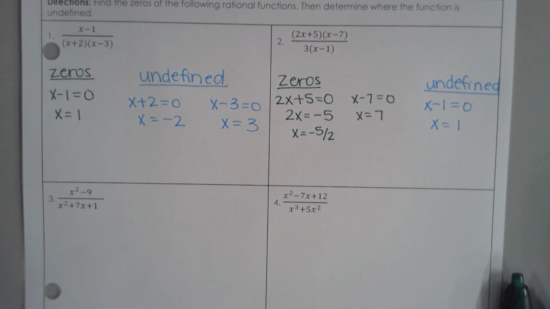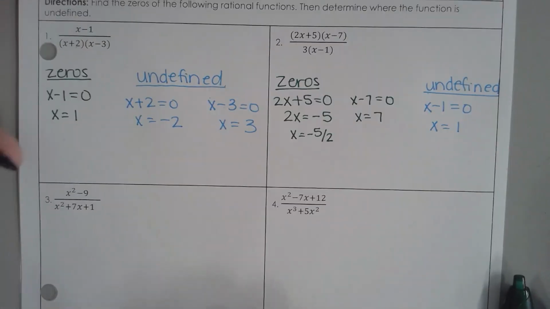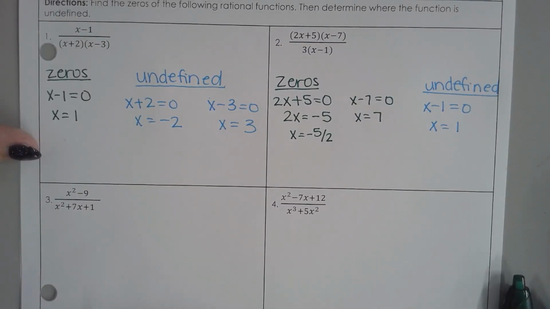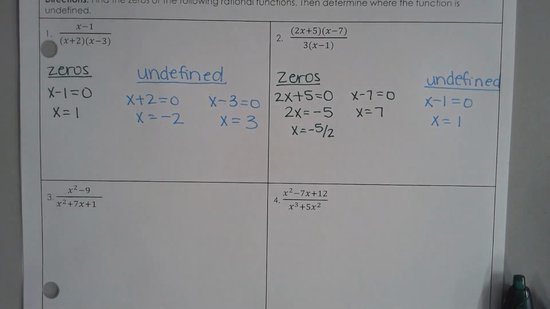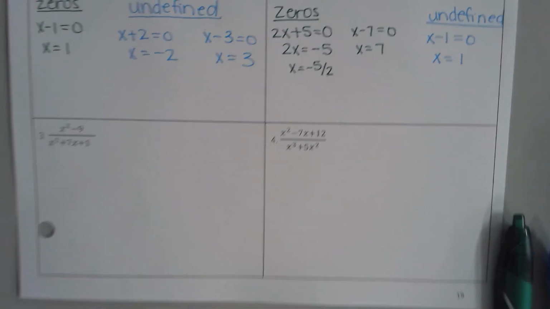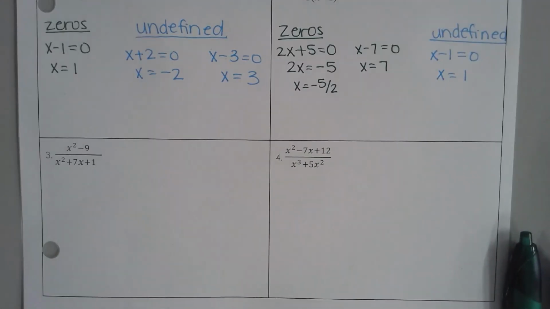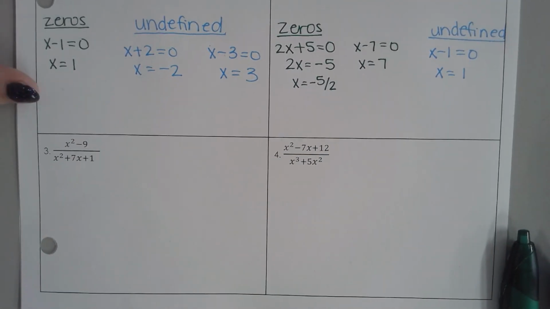You have to know that if it asks for the zeros of a rational function, that's where the numerator is set equal to 0. I will add those to the Quizlet. That's why it's so important that you regularly go through that Quizlet and try to memorize these concepts, these things that you just have to know.